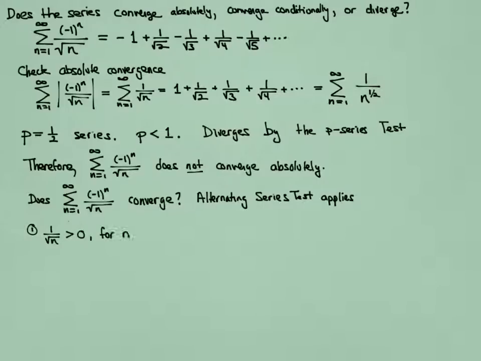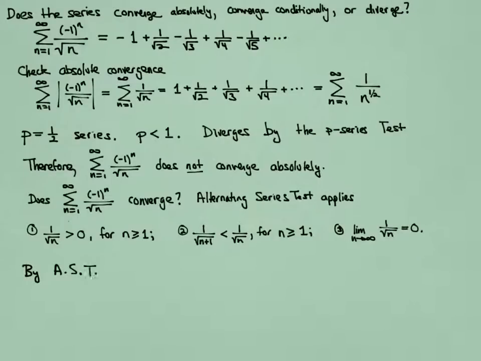I look at the terms. They're made up of 1 over square root of n. Those are positive numbers. Those numbers are decreasing. If I look at the next term and compare it to the one that came before it, the next one will be smaller than it. So these are decreasing terms in size. And the terms are decreasing towards 0. The limit of the terms is equal to 0.